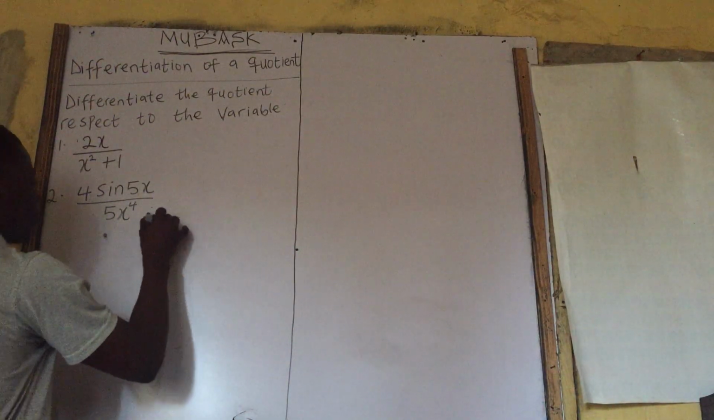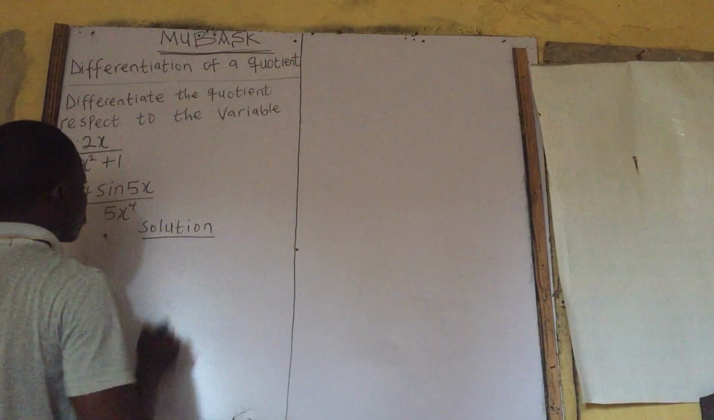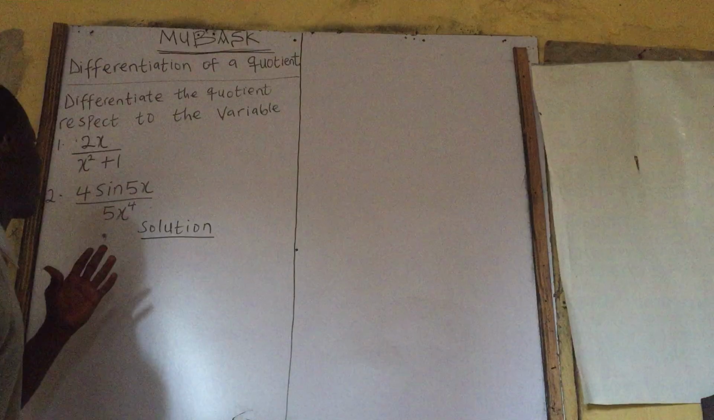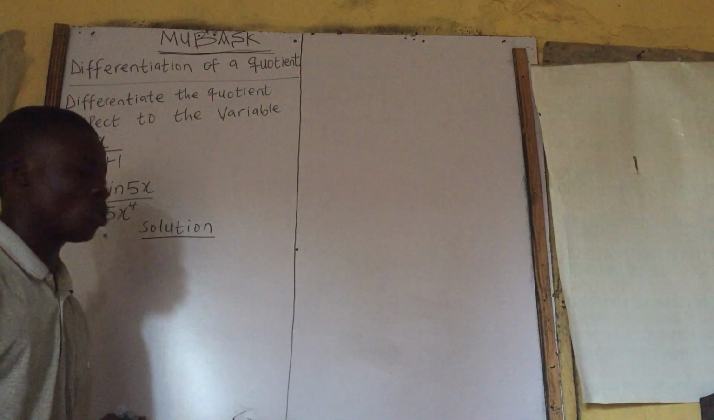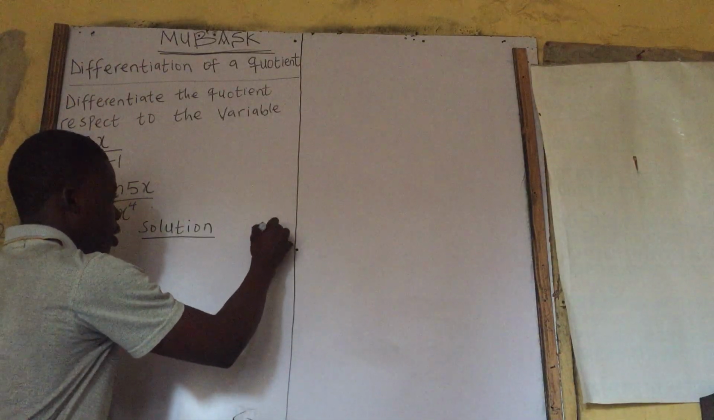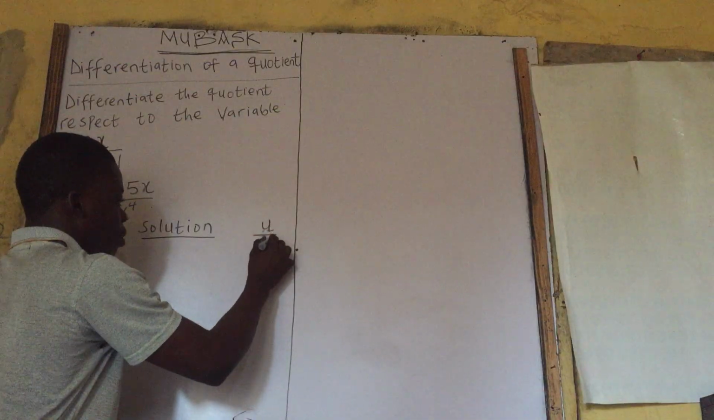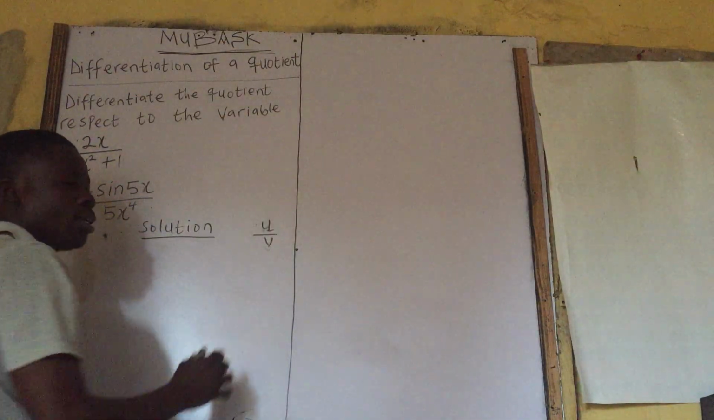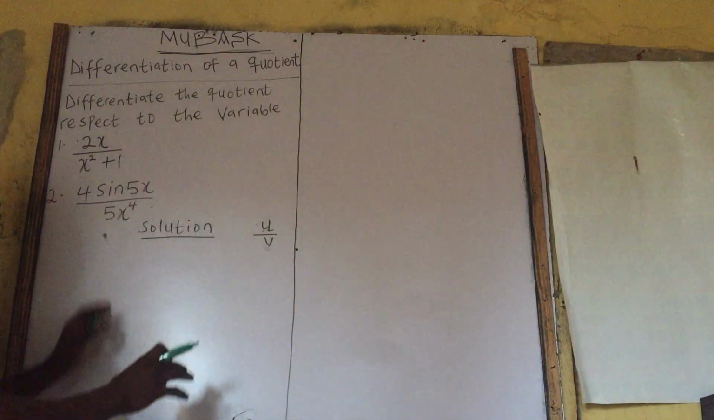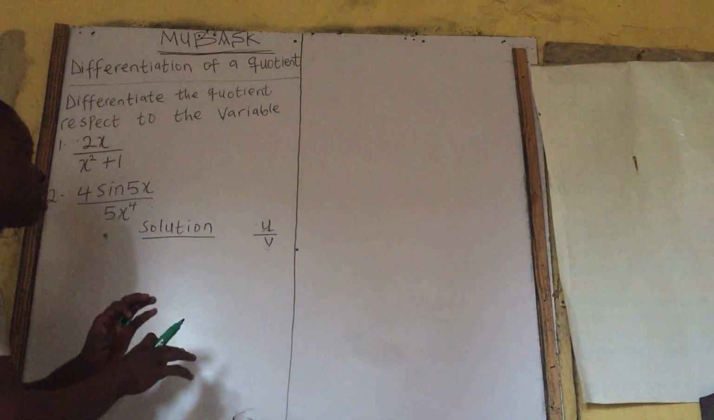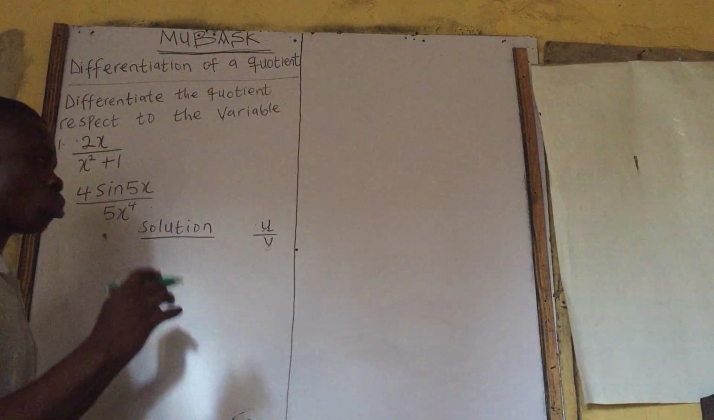Solution to the question given to us. Firstly, when you say quotient, that means it will be in a fraction form, like this, x divided by y or u divided by v. We call it a form of fraction. In differentiation, if you see such a question that is in the form of a fraction, you need to apply the quotient rule.